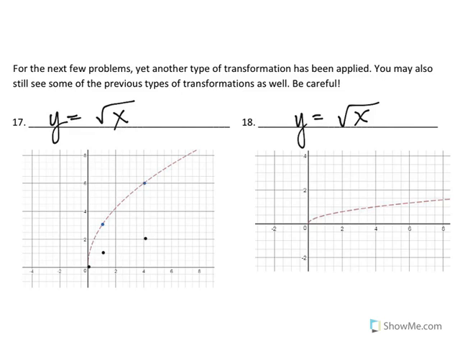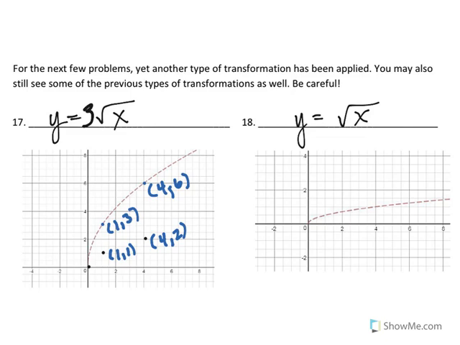So if I think about (1, 1) and (4, 2), and then (1, 3) and (4, 6), I can see that my y values have been multiplied by 3. So I'm going to take my function and I'm going to multiply it by 3, and that will give me my new function. So that is a vertical stretch by a factor of 3.